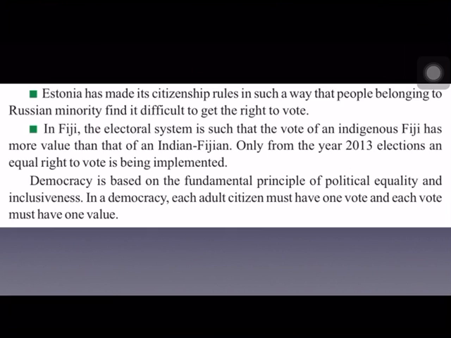And democracy is based on the fundamental principle of political equality. Political equality means one person, one vote, one value. Each person should have one vote and all the votes should have the same value. And in a democracy, each adult citizen must have one vote and each vote must have one value.